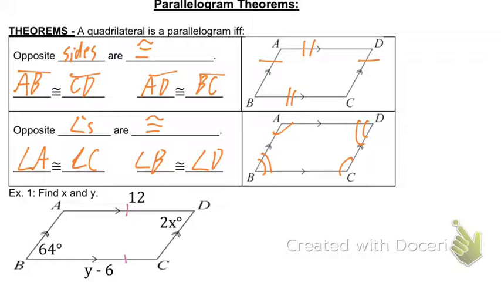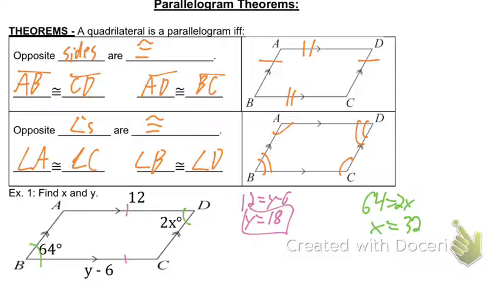Yeah, we set up an equation. Now this one would be a very, very nice one-step equation, right? 12 equals y minus 6. Yep. So what's y? 18. Okay. Now because it's a parallelogram, what do we know about the opposite angles B and D? They are the same. They are congruent as well. Okay, they're going to be the same measure. So we set up another equation. 64 is equal to 2x. So what's x? 32.